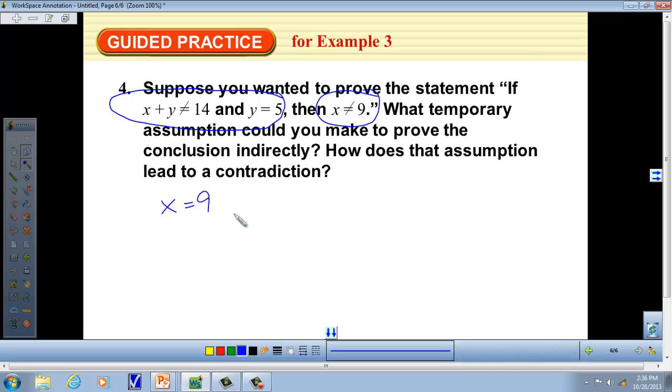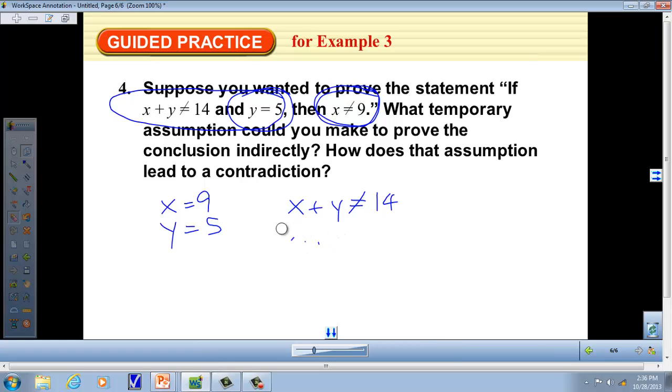And if x is equal to 9, and y is equal to 5, then we would say x plus y is equal to, it's supposed to be not equal to 14. But if we know that these two things are true, because we're going to assume the opposite of that is true, then we would have, sorry, not x plus y, but 9 plus 5 equals 14.